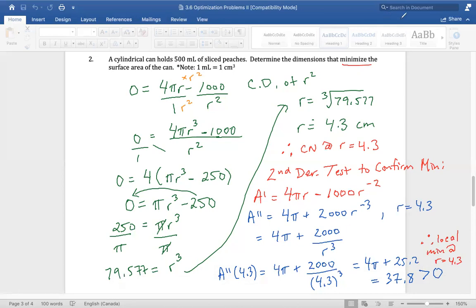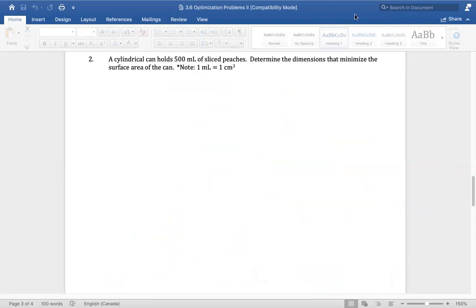So now we just have our conclusion. We've confirmed a minimum because it's concave up, if you want to write that down, so local min. So in conclusion, it's asking for, go back and read the question, just the dimensions. So the radius, we already figured out, is 4.3, but our units were centimeters. And then in my diagram, I also had height, right? Just radius and height.